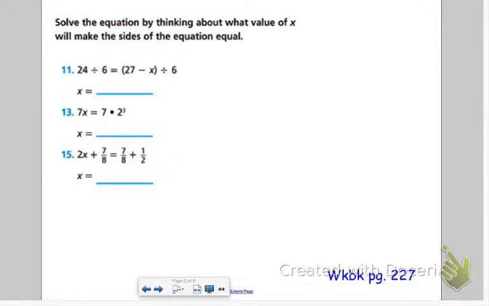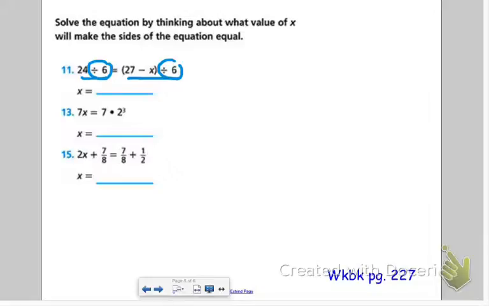So now let's look at 11, 13, and 15. You're going to do the rest on your own, but I'm going to help you with some of these because these are a little bit trickier. Here we have 24 divided by 6 on the left-hand side. And on the right-hand side, we have 27 minus x divided by 6. Do you notice how the divided by 6 is the same on both sides?